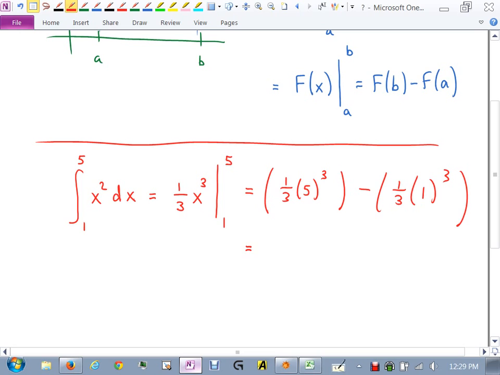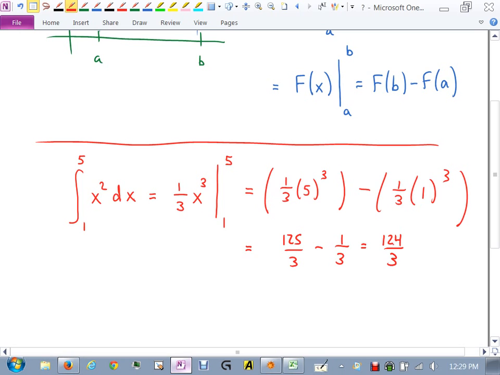125 over 3 minus 1/3, which is 124 thirds, which is exactly what we just spent 45 minutes on. Right?